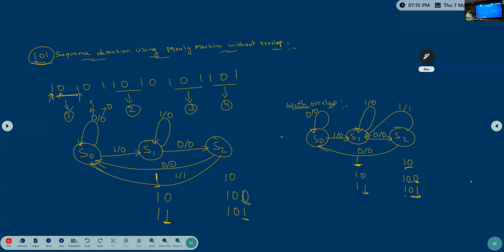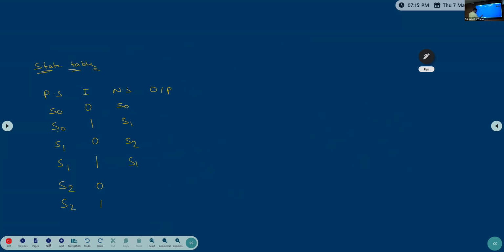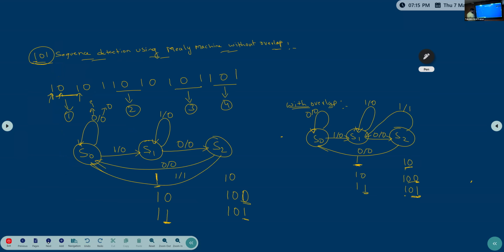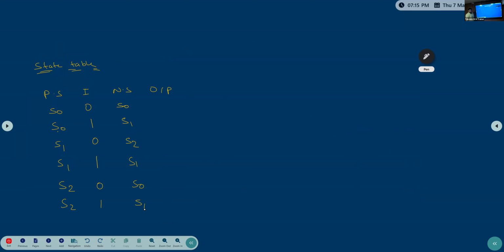So this is the non-overlap case. Up to this, the non-overlap is the same, but I need to implement overlap. So at S2, if 0, where am I going? I am going to S0. If it is 1, where do I need to go? S1, right? S1. So this is the only change that will happen. The remaining table will be the same. If you keep S0 here, that is without overlap. If you keep S1 here, that is with overlap. That's it.